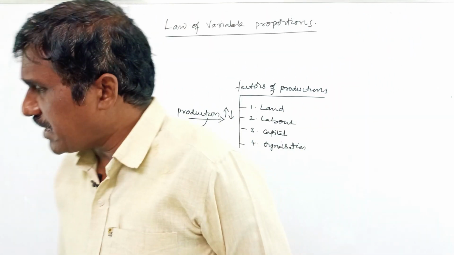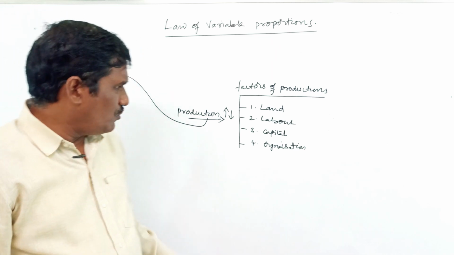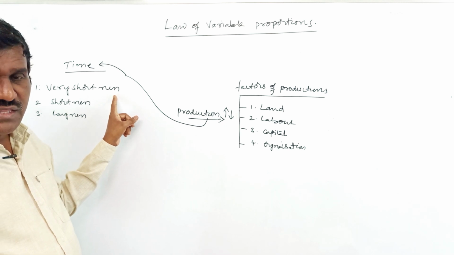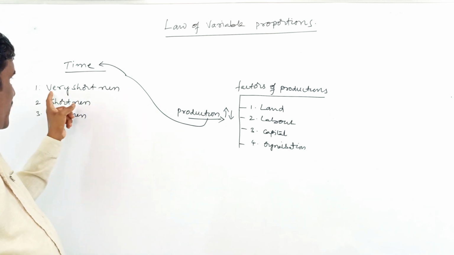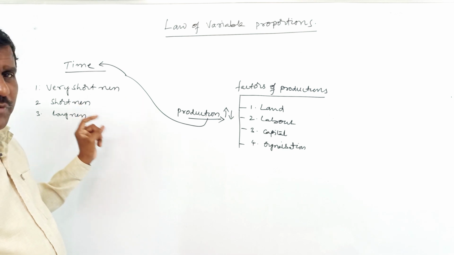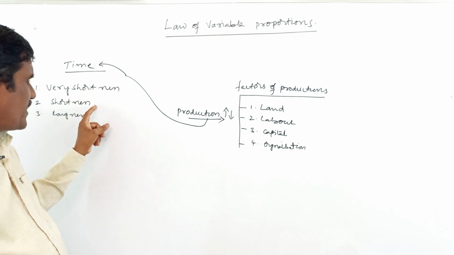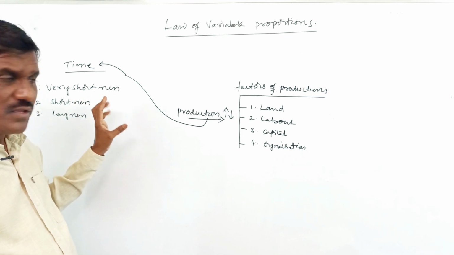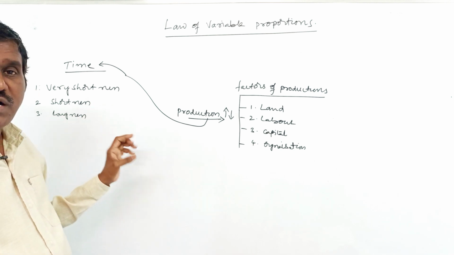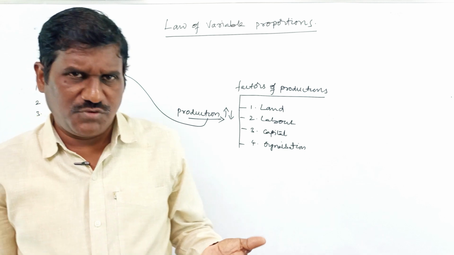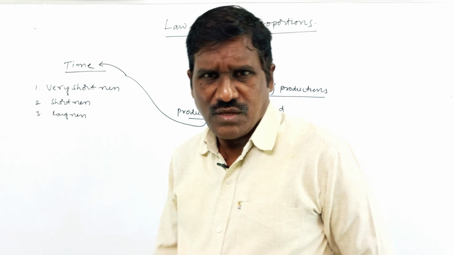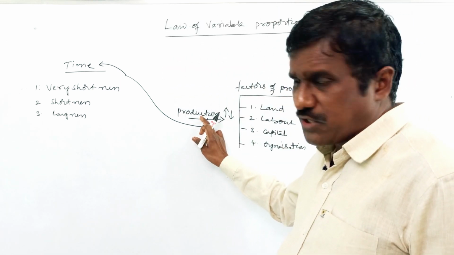Okay? Very short run takes a little more time. If you want to increase any production, it is not possible to change. It is a market period. Very short run is also known as market period. Then the second one, short period, is more time than the very short run. The short run is a little better than the very short run. In the long run, it is possible to change all factors of production. If you want to increase the factors of production, it is possible to change. Here, once again, let me clarify. This is the production.